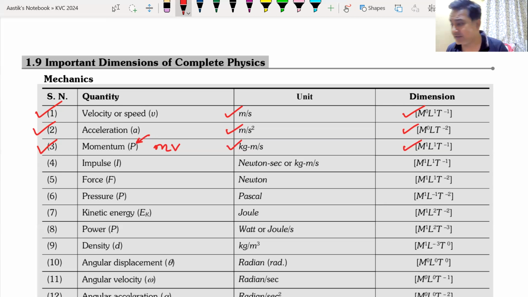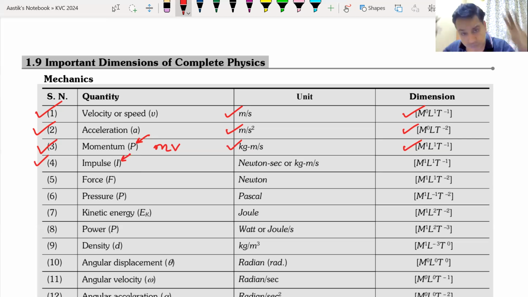You'll have to remember all these dimensions. You'll have to remember all the SI units. There is no escaping this fact. Then there is the next quantity. You might not have heard about it. Impulse, written by the letter I or sometimes even J. Have you ever heard about this quantity, impulse? How many of you know about this quantity? Raise your hands.